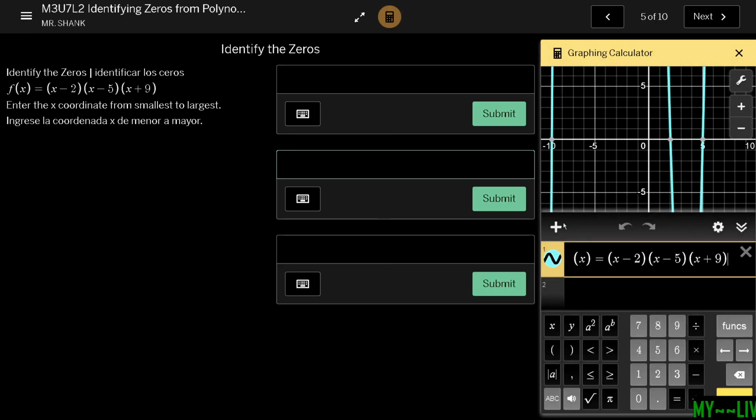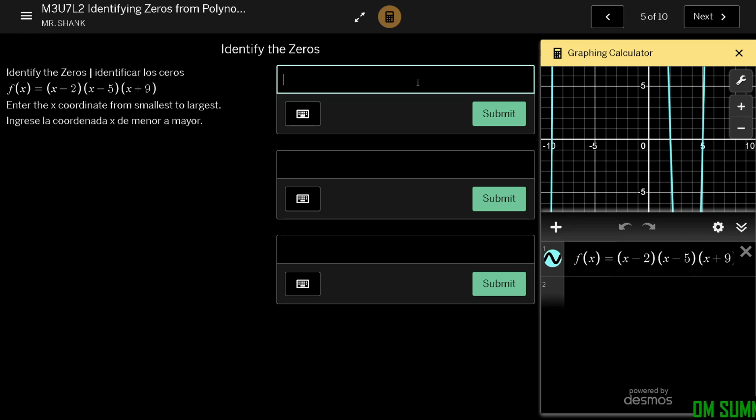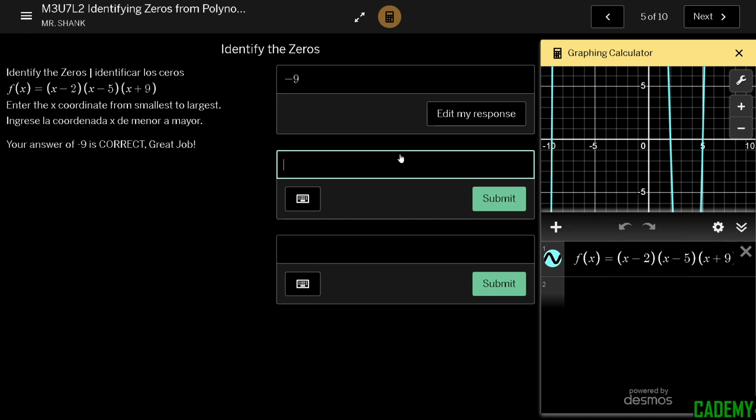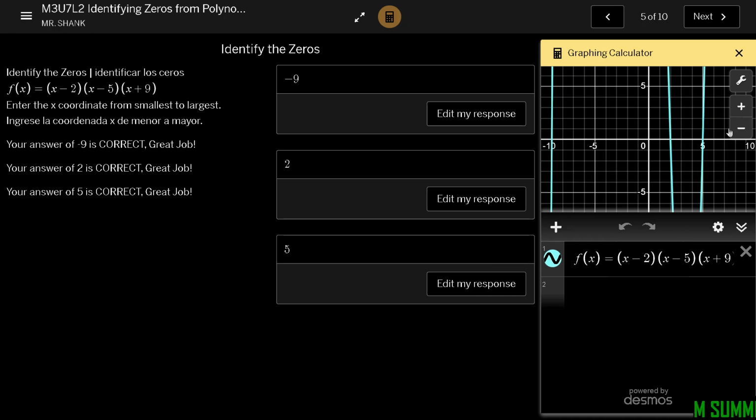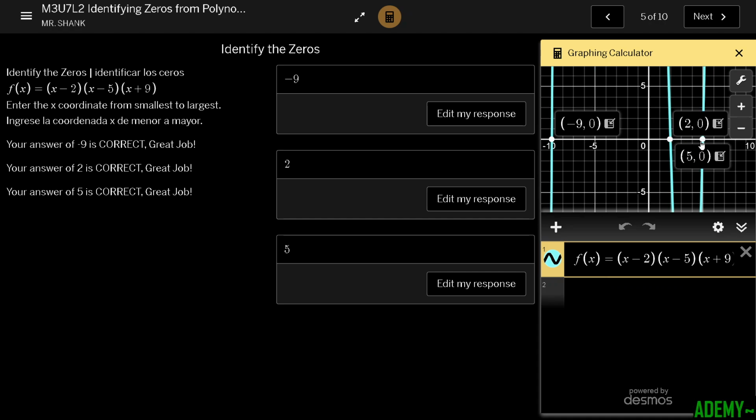When I'm saying left and right, I'm talking about the graph. Notice how negative 9 starts this off. So negative 9 is going to be one of them, then positive 2, and positive 5. Let's check it out on our graph as well. Anytime you have the equation, always graph it out. So I have negative 9, positive 2, and positive 5. Again, really simple. Make sure you try these out for yourself.